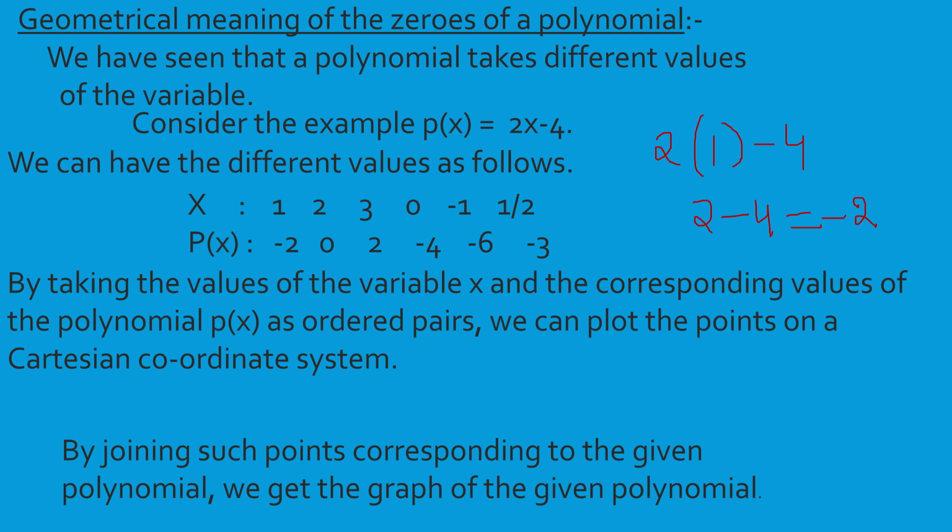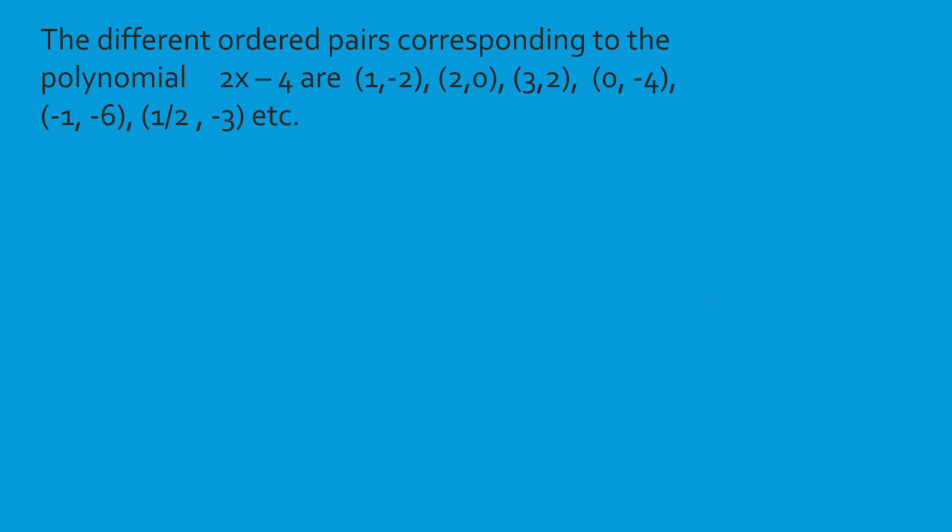So what is the first thing you have to do? You have to put those values in the equation, what you can see on the screen. So these are the values which you have to substitute in the equation, and then likewise the different ordered pairs are corresponding to the polynomial. So you get all these coordinates. If I highlight with this, you will find these are all the coordinates.